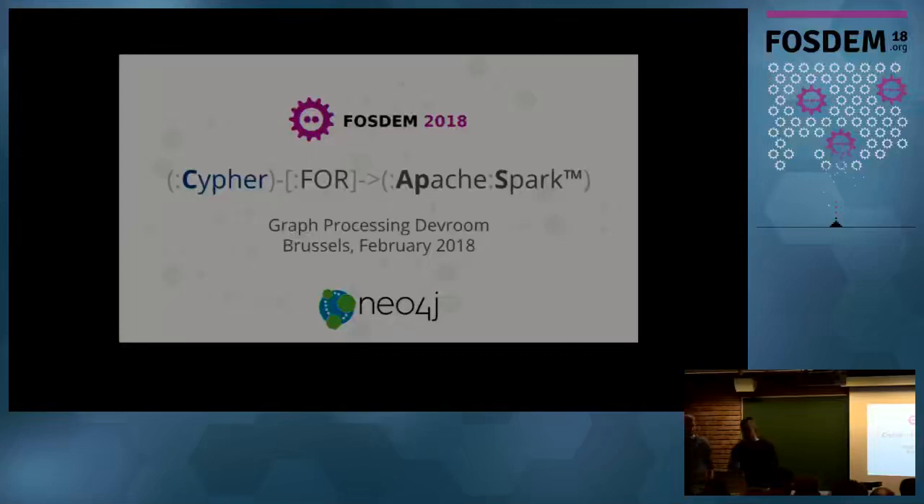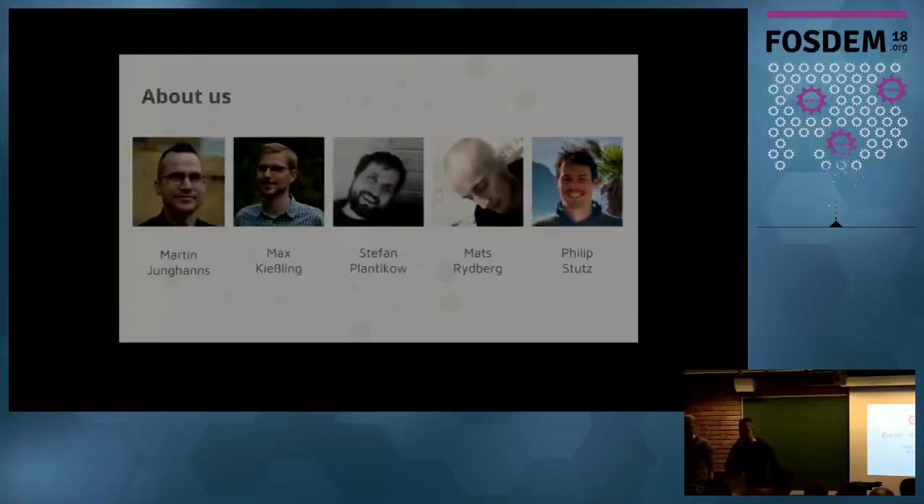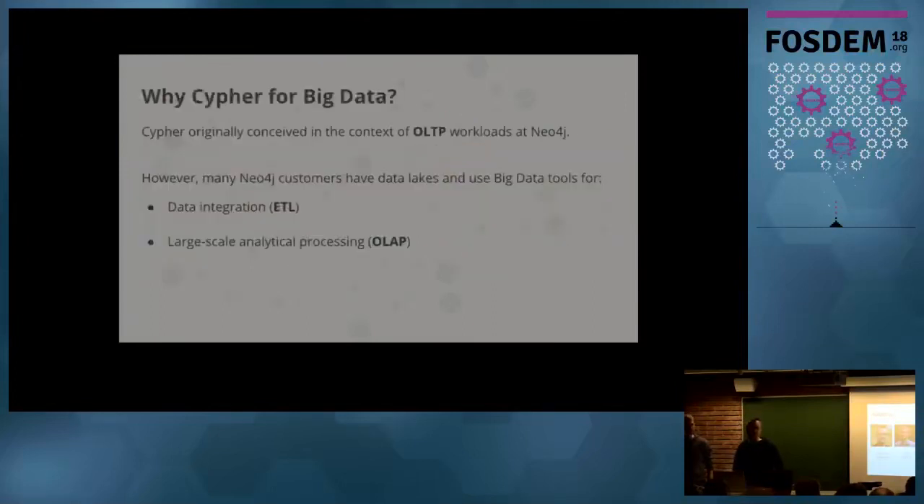And in the previous talk, Stefan talked about features of Open Cypher. In this talk, we will show you how some of those features are implemented in our Cypher for Apache Spark implementation. So this is the team. It's Max and I. Mats is our team lead, Stefan is our former team lead, and Philip is also working on that project.